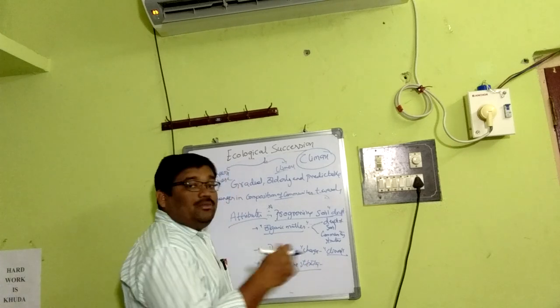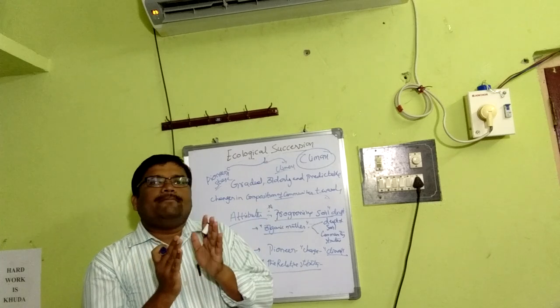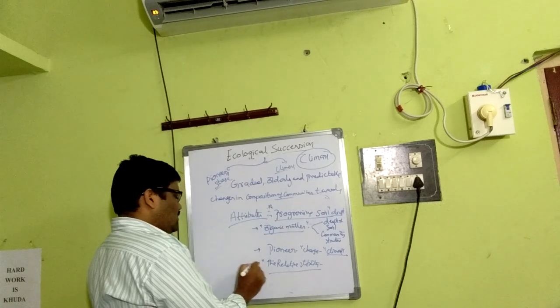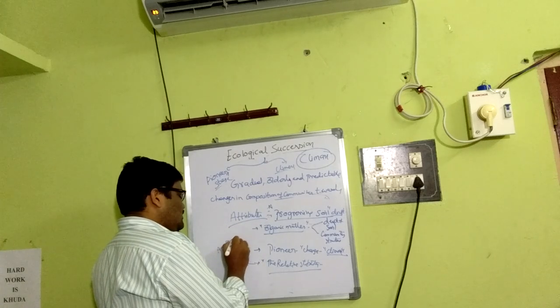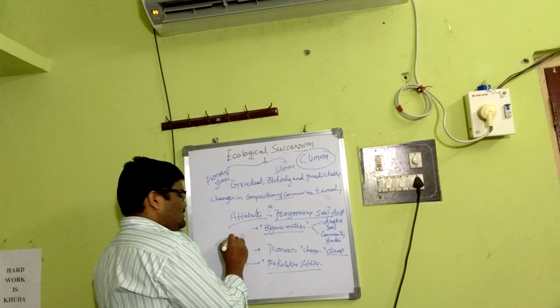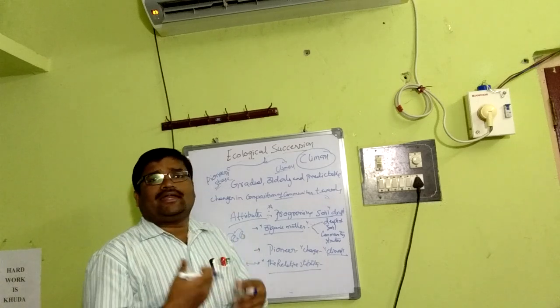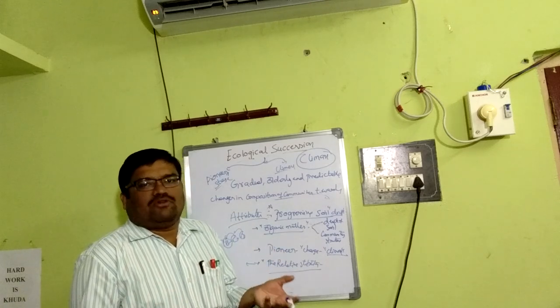The relative stability of communities will increase over a period of time. That means A, B, C, D. B is better than A. For example, A, B, C, D. Say B is better than A, C is better than B, D is better than C. Ultimately attaining the climax state, what we call stable population.